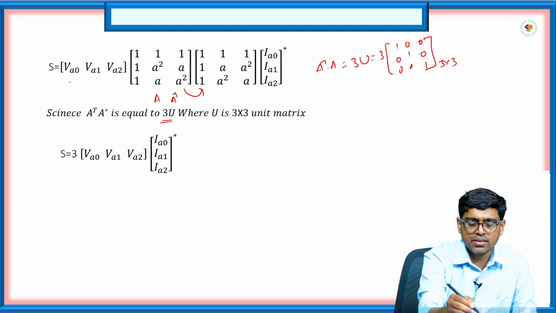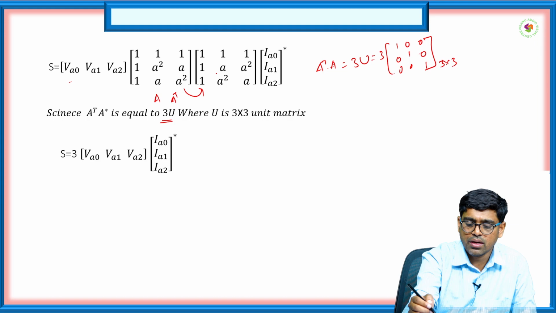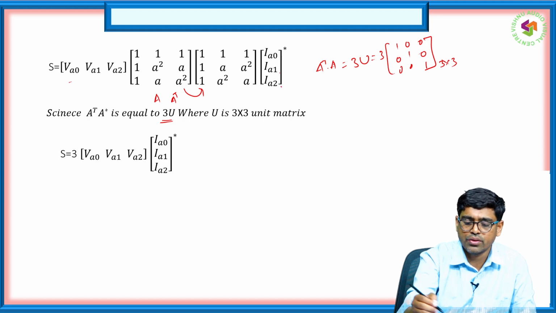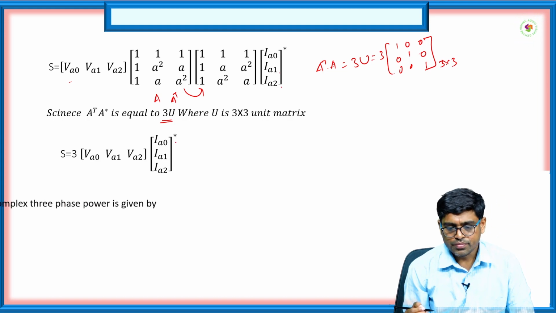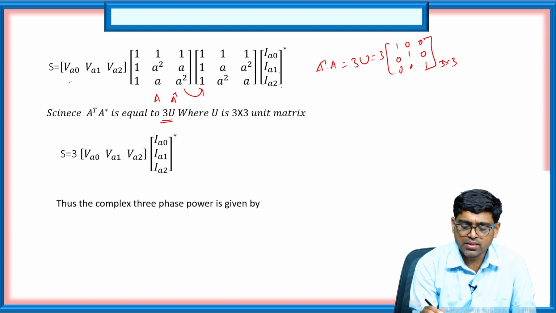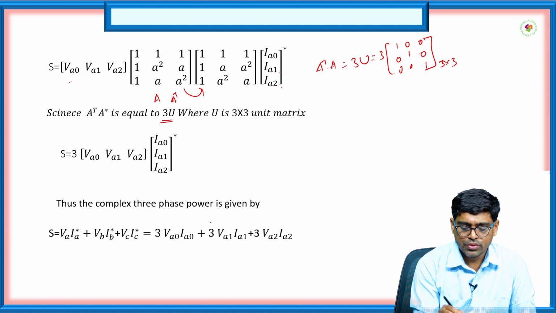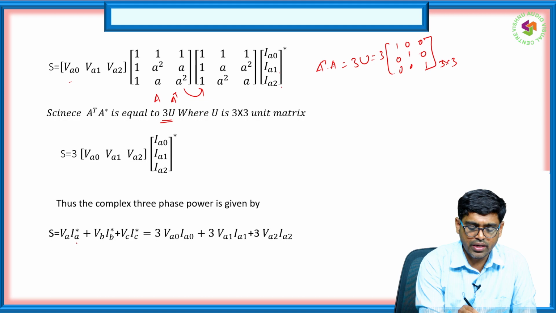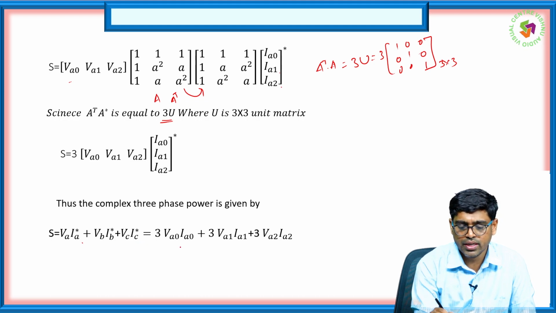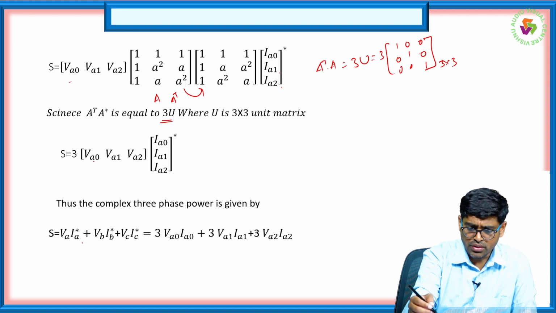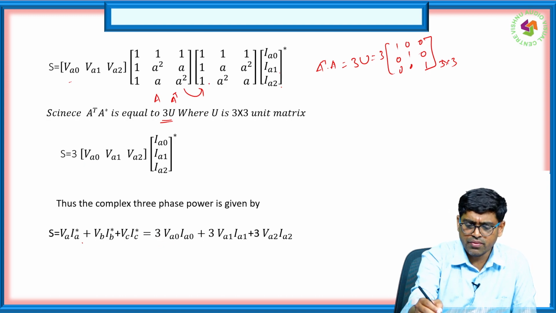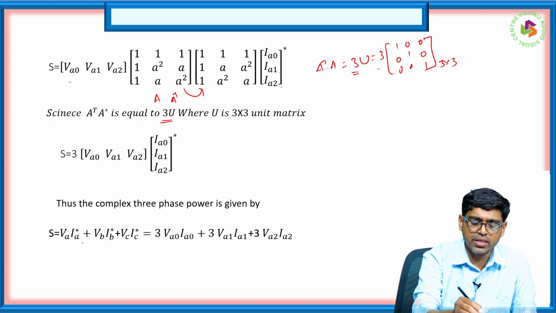Now we are getting VA0, VA1, VA2. This one is a unitary matrix into IA0, IA1, IA2 whole conjugate. So this complex three-phase power is given by S equal to VA into IA conjugate, VB into IB conjugate and VC into IC conjugate, which is equal to 3 times, so this multiplication we are getting as 3 into U. So it is 3 into the unitary matrix.